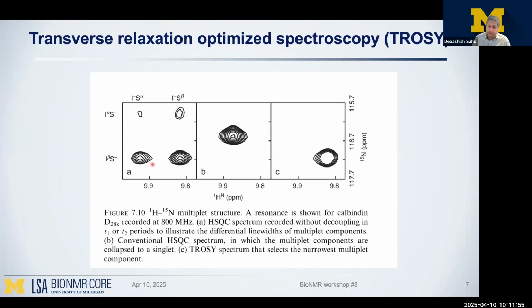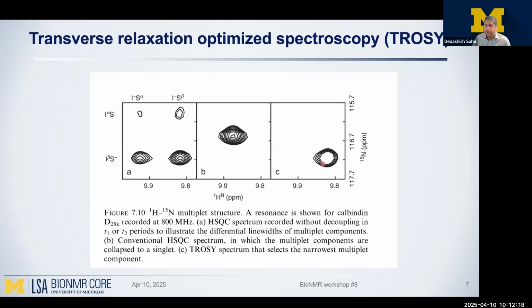We use something called phase cycling, and we can eliminate these components and combine them. So when you run a TROSY experiment, all these components cancel out and you only end up with one particular component, which is the slowest relaxing component. Slower relaxation means stronger signal, and you get much higher signal to noise. Okay.